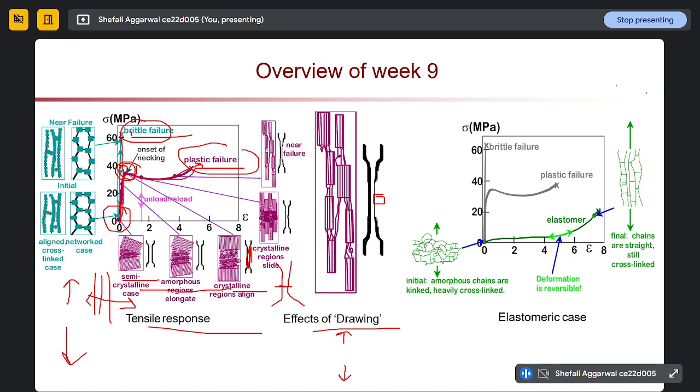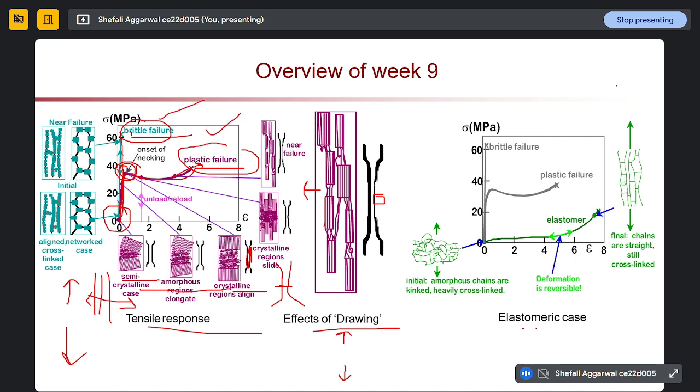So if we are annealing after drawing, what will happen? It will decrease your alignment and it will reverse the effect of drawing. If you are heating your polymer after drawing it, there are chances that it will reverse the effect of this stretching and the change in the molecular structure of your polymer. So this is how a normal polymer behaves, a brittle or plastic failure.